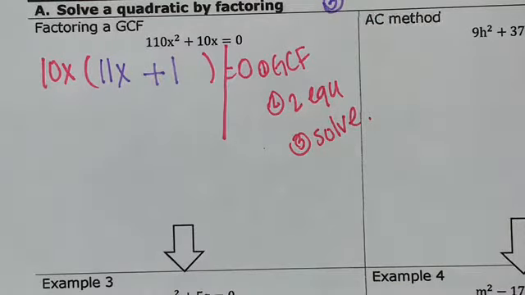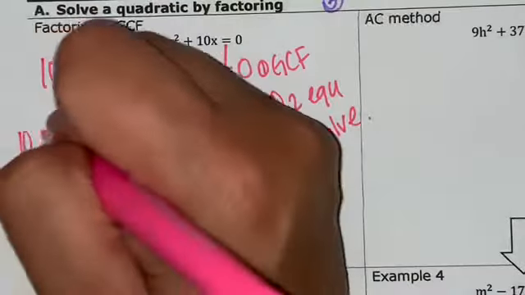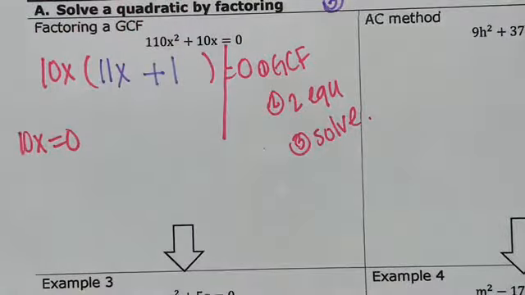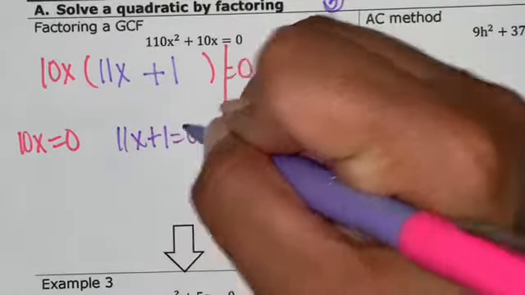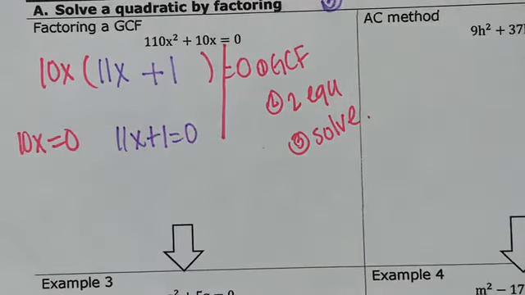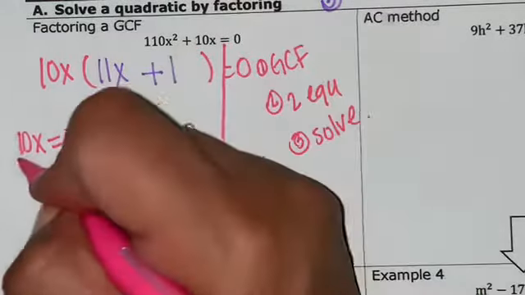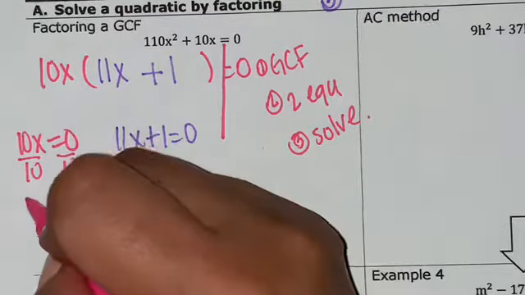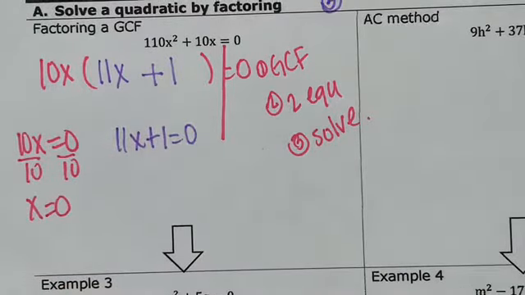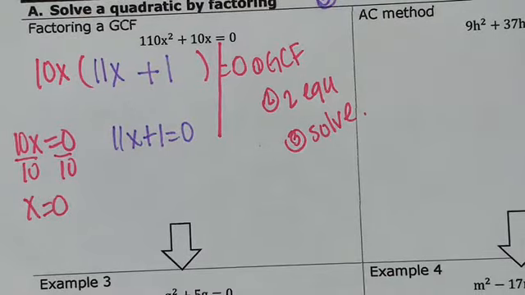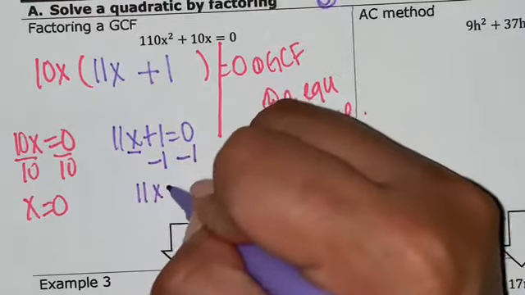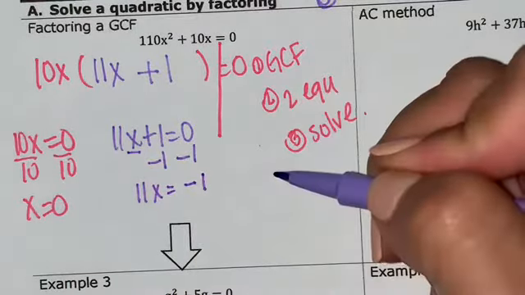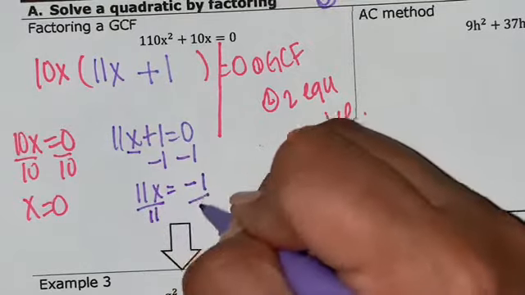So let's go ahead and make our new equations. So we have 10x equals 0. The second equation is 11x plus 1 equals 0. In the first equation, you're going to say 10x equals 0. You're going to divide both sides by 10 and say x equals 0. In the second equation, you're going to solve for x. You're going to say minus 1, 11x equals negative 1. You're going to divide both sides by 11.